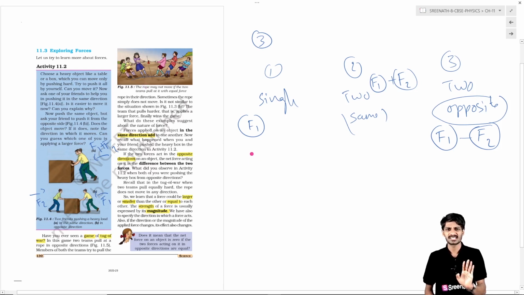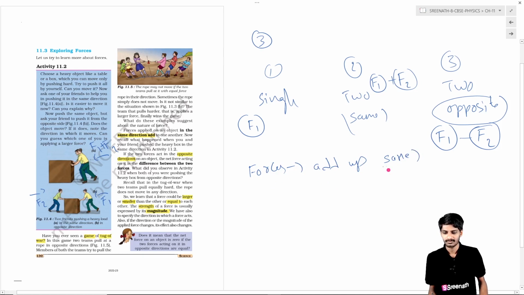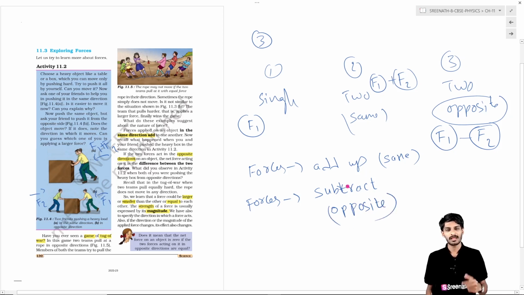One simple thing, students, don't get confused. If forces act in the same direction, they add up. Forces in opposite directions subtract. In which direction? Opposite direction. Okay, if you apply force in the same direction, they will add up. If you apply force in opposite directions, they will subtract.